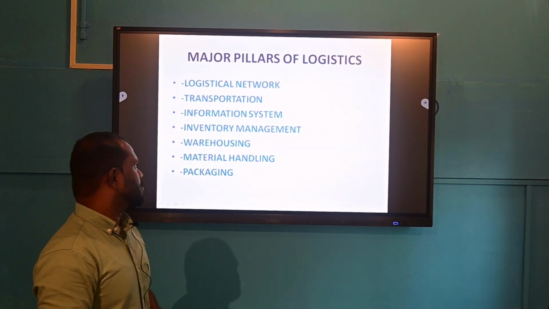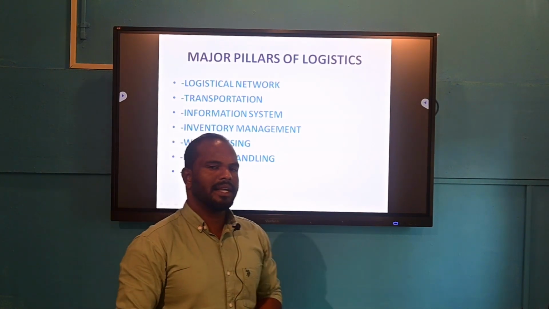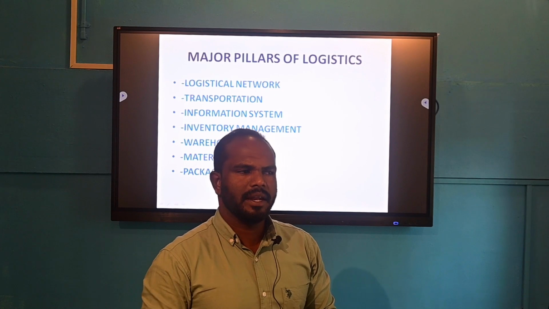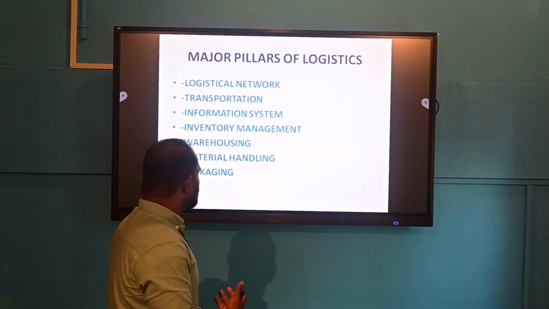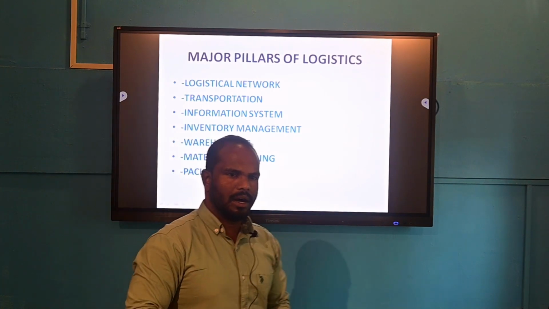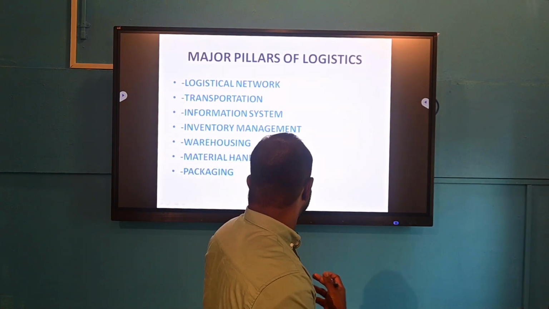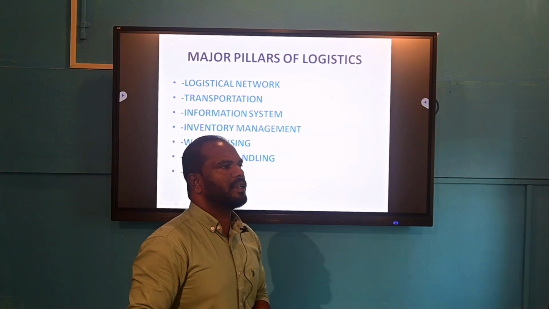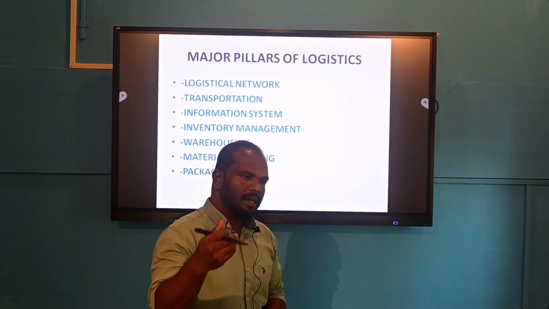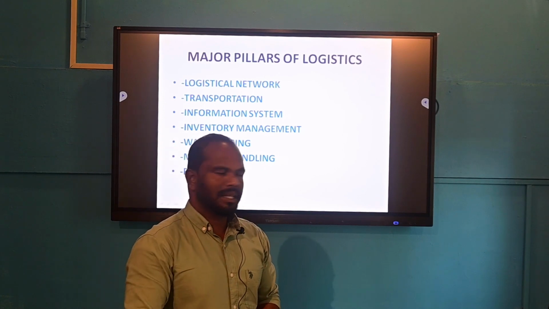Next one is information system. A successful logistics company always maintains a good information system, because most of the orders and mail are received in a computer or network system. So every logistics company must try to maintain a good information system like internet, computers and so on.